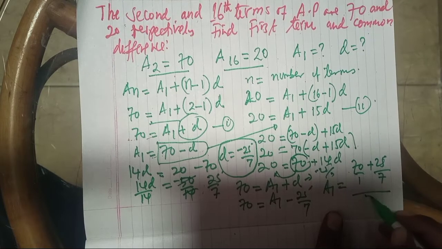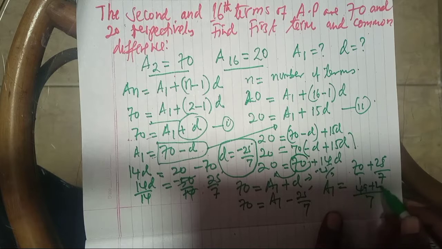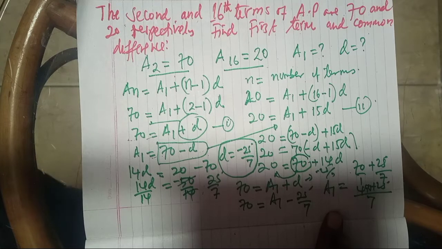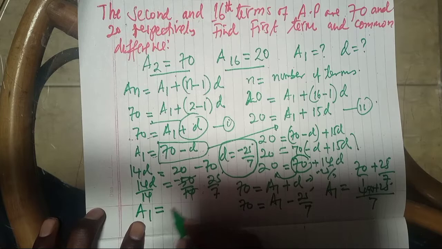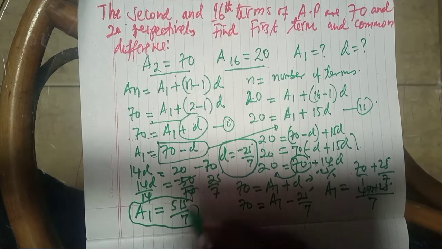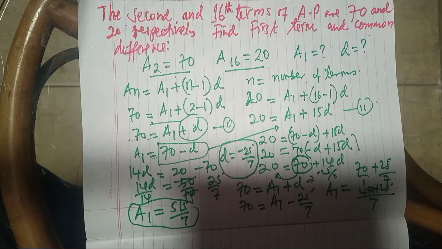Mathematically, the LCM of this one is 7. We add the numerators and get the sum over 7. Now our A1 will be equal to that fraction over 7. This cannot be simplified. Otherwise, if you want to change it, you can try dividing it by 7. So this is how we can find it.